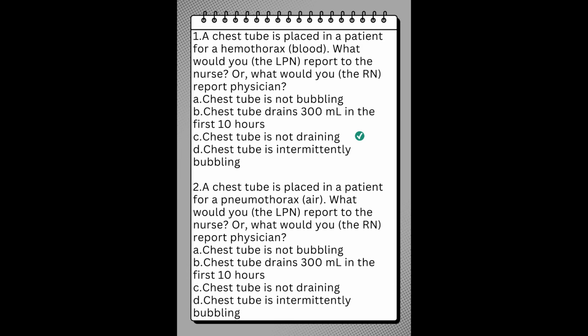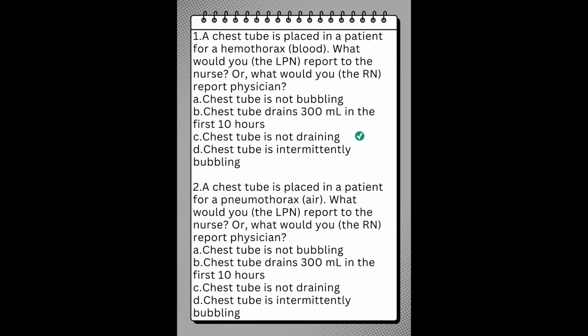So, number one, chest tube is not bubbling. That is possibly an option. Let's hold on. B, chest tube drains 300 ml in the first 10 hours. You don't drain air, so B is out of the way. C, chest tube is not draining. You don't drain air. So B and C are out of the way. The option we have is between A and D.